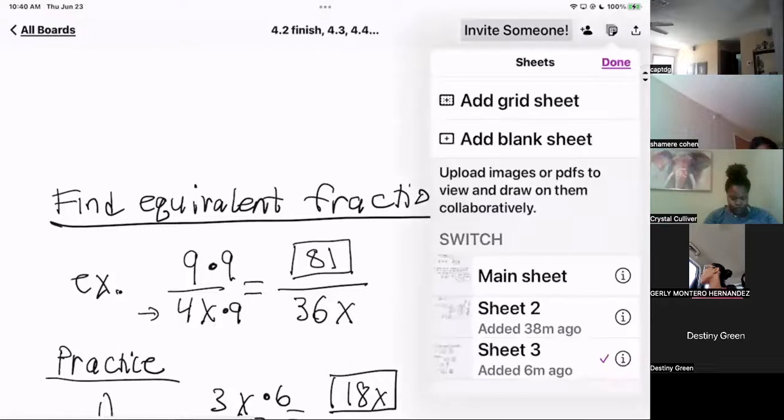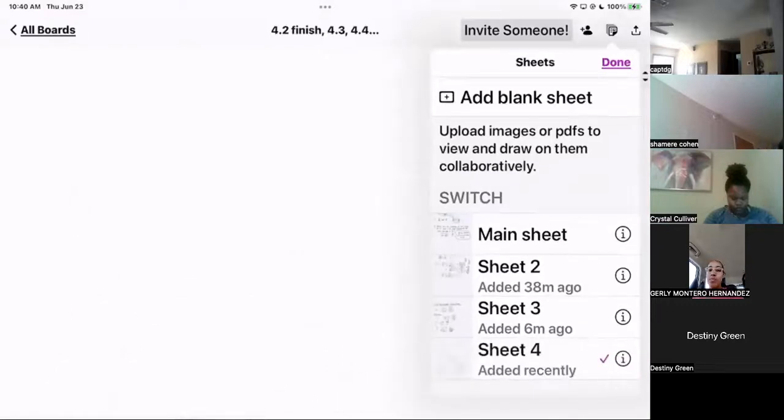I do want a new page though. And I think I'm going to change my order a little bit. I was going to do something first, but I think we'll go dividing first. Okay, dividing fractions.